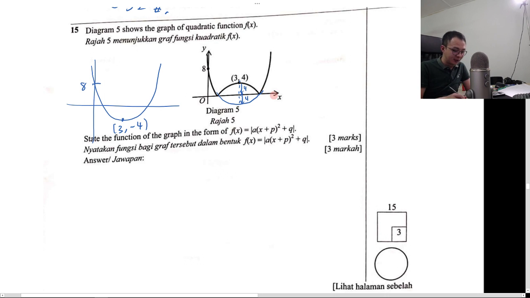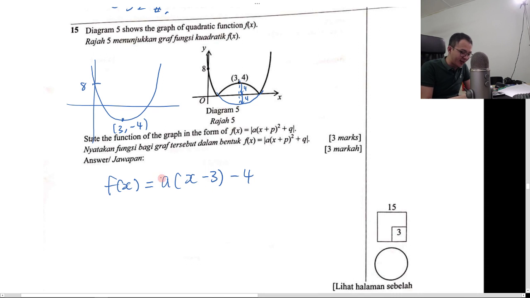Alright, so if I want to find f(x), before I add a modulus, I will do it without the modulus first. So my p should be -3, right? Because this is how we get the minimum x value, just always the different sign. And my q value is just -4, right?